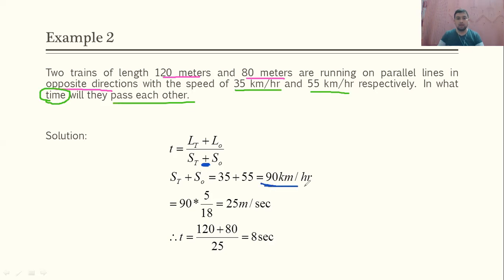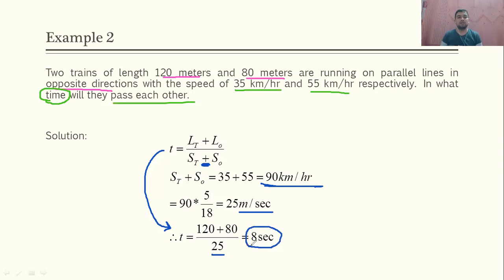Okay. Now I am converting this 90 kilometer per hour into meters per second. So into 5 by 18. So it will be 25 meters per second. So just use this formula now. T is equal to 120, that is the length of first train, plus 80, length of second train, divided by speed, that is 25. So 200 divided by 25, so answer will be 8 seconds.